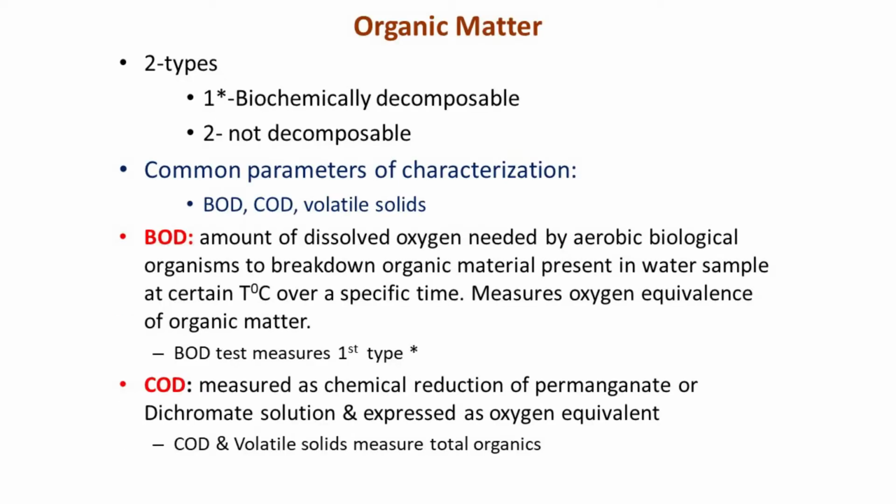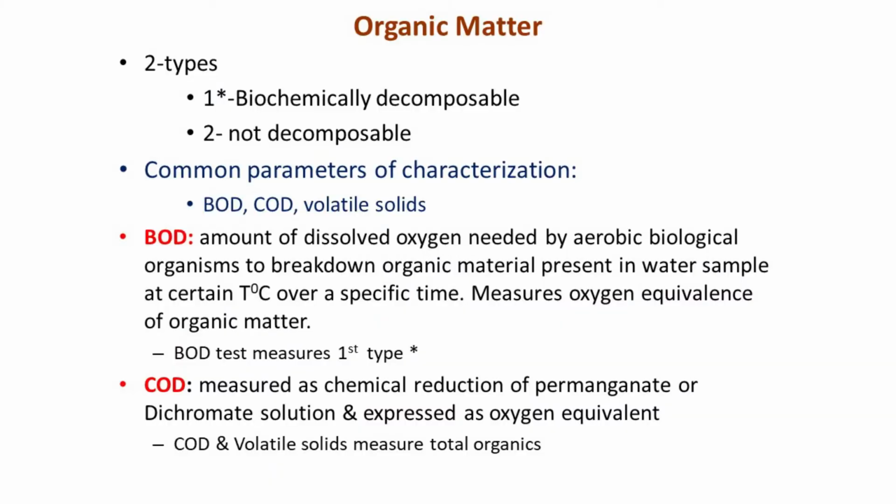Another parameter is organic matter. Normally we know that the organic matters are of two types. The first category is biochemically decomposable or degradable organic matter, and the other category is not decomposable organic matter. The common parameters for characterization of organic matter are BOD, COD, volatile solids. All these reflect the aggregate organic constituents.